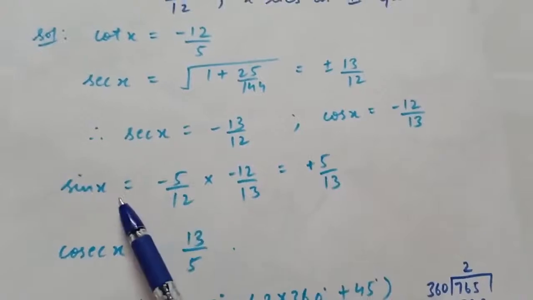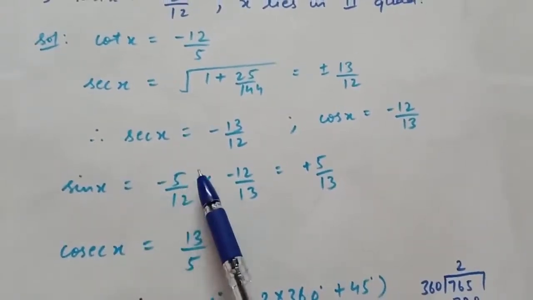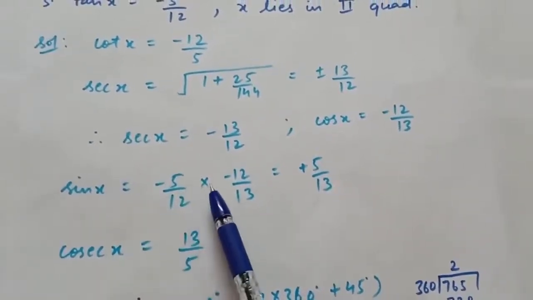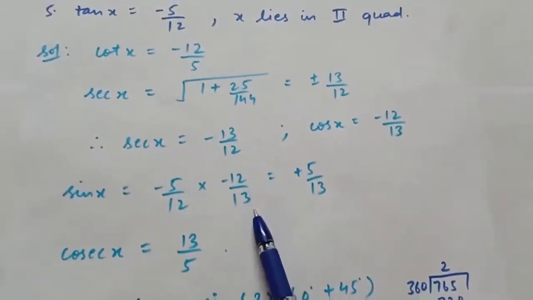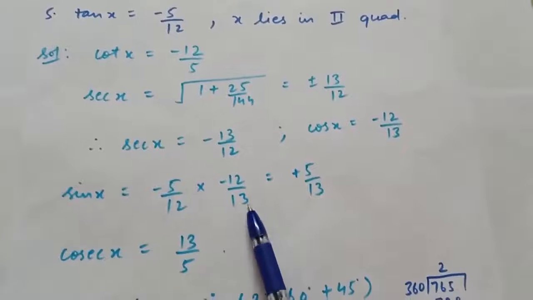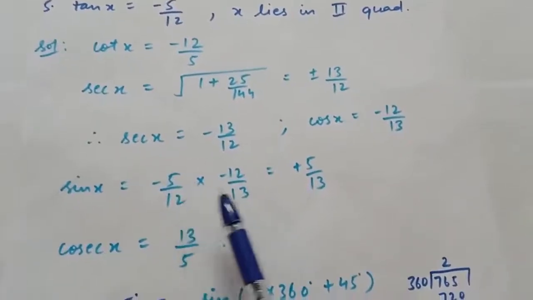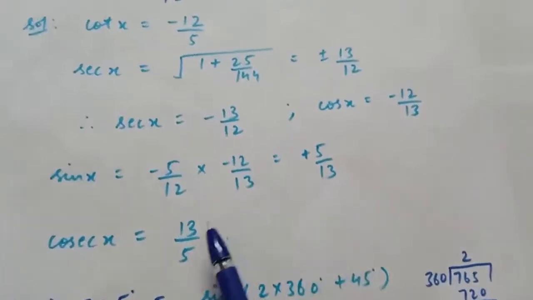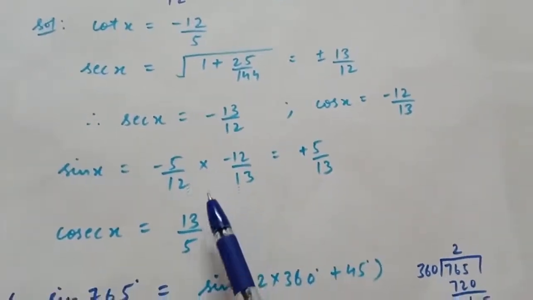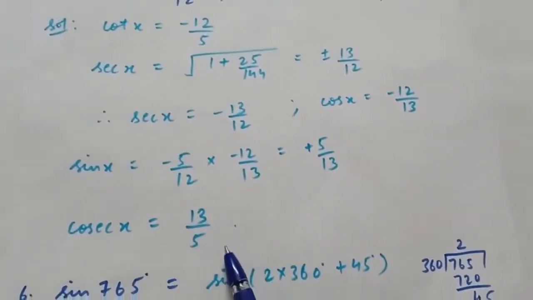Now sin x will be cos x into tan x. Cos x is minus 12 by 13 into tan x is minus 5 by 12. Okay, this is cos x, this is tan x. So you will get the answer as 5 by 13, and cosecant x will be reciprocal of sin x, 13 by 5. Clear?